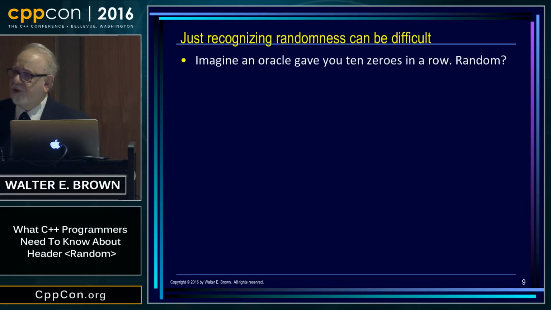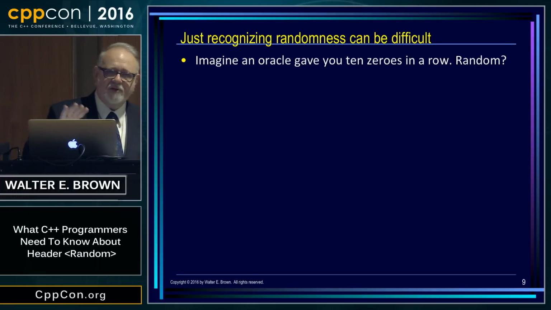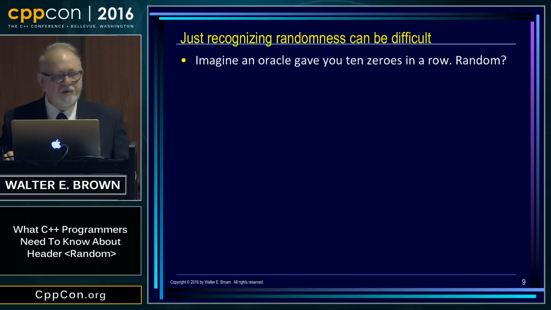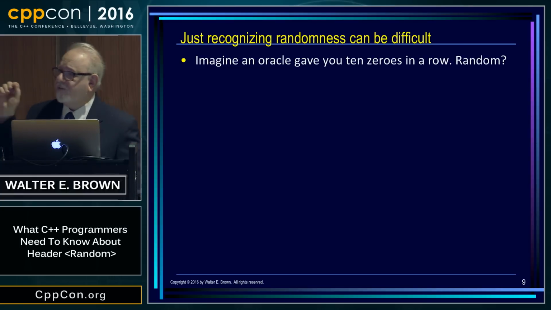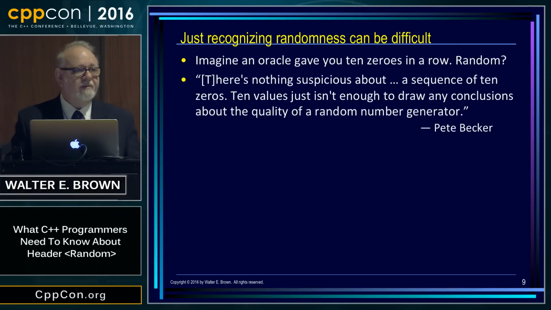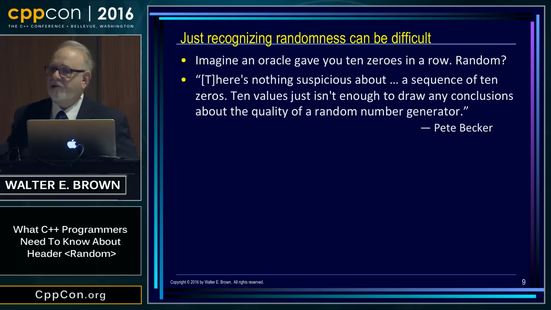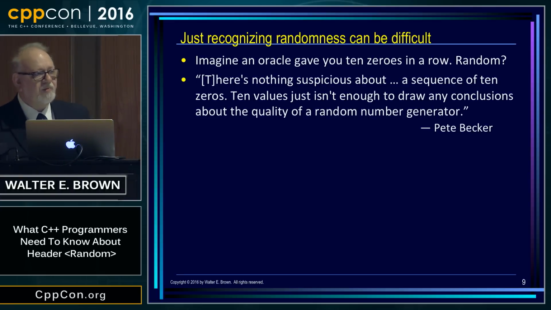So let me start with a leading question. Suppose you have an oracle of some sort. I don't care if it's a crystal ball or if you look at some entrails or whatever you do. You have an oracle and you ask it for some random numbers, and 10 times in a row it delivers to you 0. Would you consider that random? I suspect most of us would say no. And yet, there's not enough information to answer the question. You don't have a big enough sample to know whether that's random.